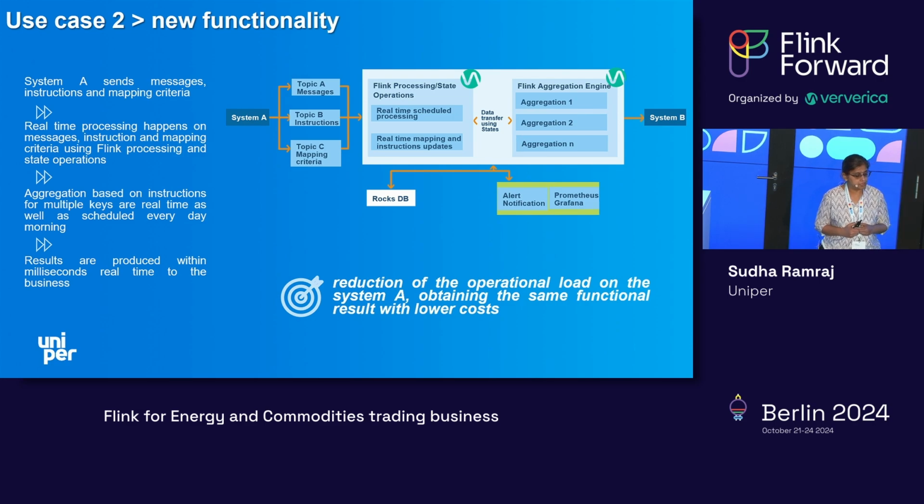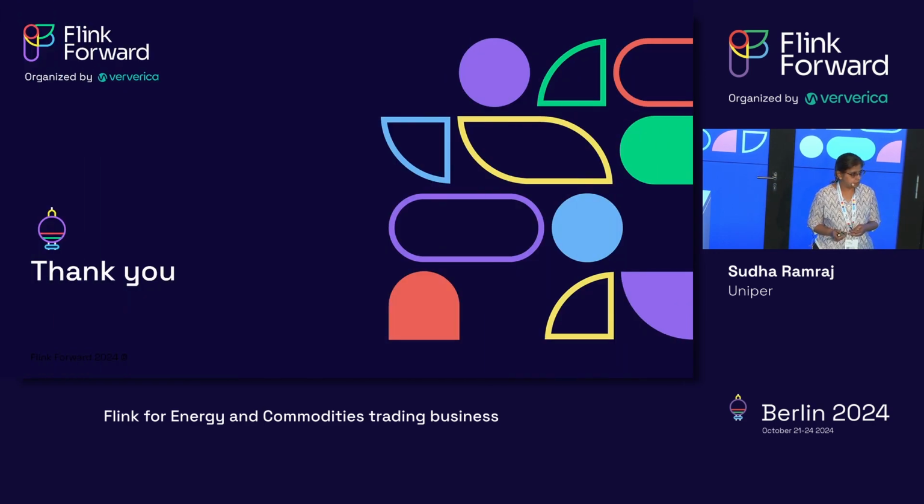More or less we are using 3 states: majorly the broadcast state, value state, and the list state, and I guess the hash map state, I don't remember exactly. These states are being used for our aggregation, and we produce the results to system B. Yes, we do have alert notifications, and we have monitoring in place with Prometheus and Grafana. So these are the two use cases I would like to present, and I have 10 more minutes. Happy to take questions.